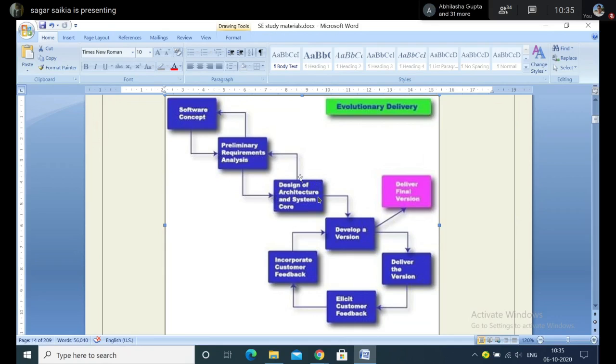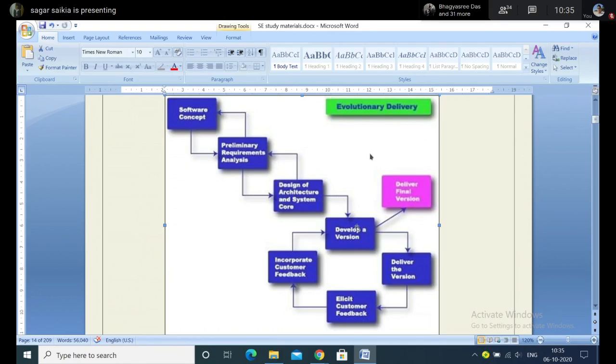The next phase is similar. We need to design the architecture and system core. That means we need to be aware of what technical specifications we will be using. We have to make decisions on what front end and back end we will be using, and on which platform the system will be running. All those considerations we have to make during the design phase.